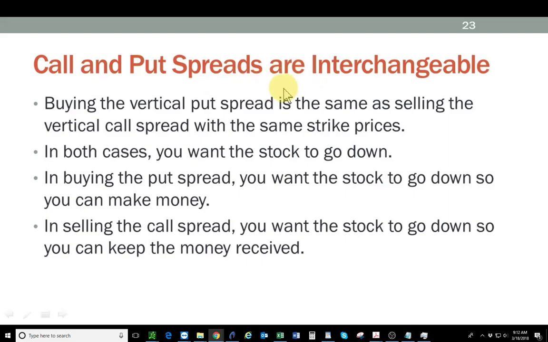No, you've got to look at it a couple of times. But call spreads and put spreads are interchangeable. Buying the vertical put spread is the same as selling the vertical call spread with the same strike prices. In both cases, you want the stock to go down.